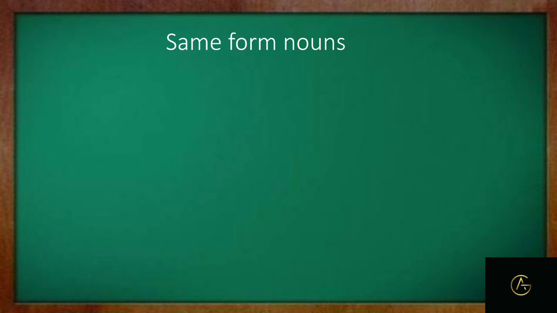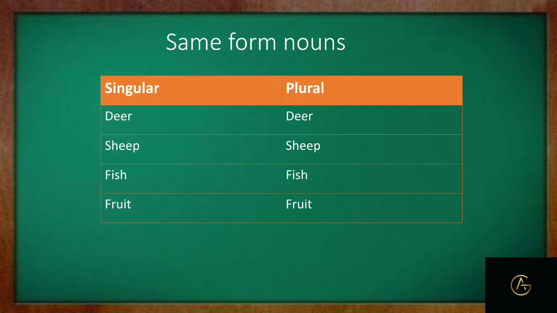There are some nouns which do not change in plural. We can write them in the simple singular form for both. Like deer, we write deer. One deer, 10 deer. We do not add s or es, ies, ves, nothing. Deer, not deers. Sheep, sheep. Fish, fish. Fruit, fruit.